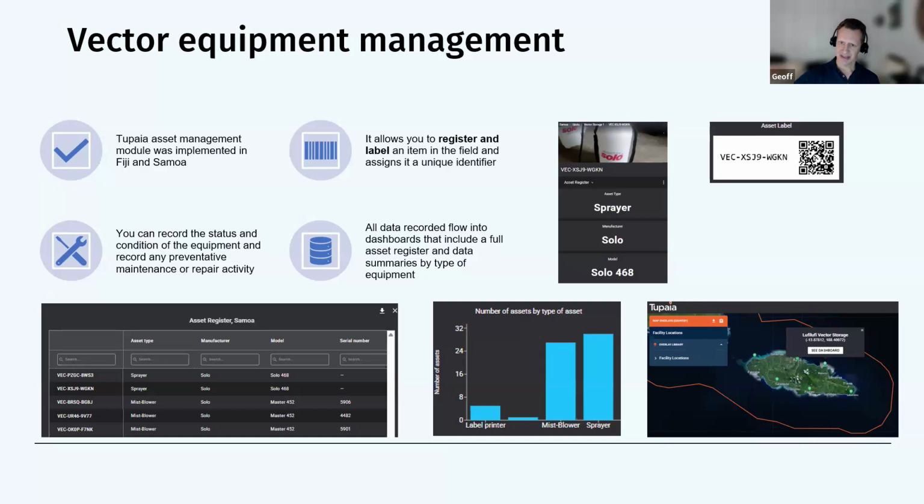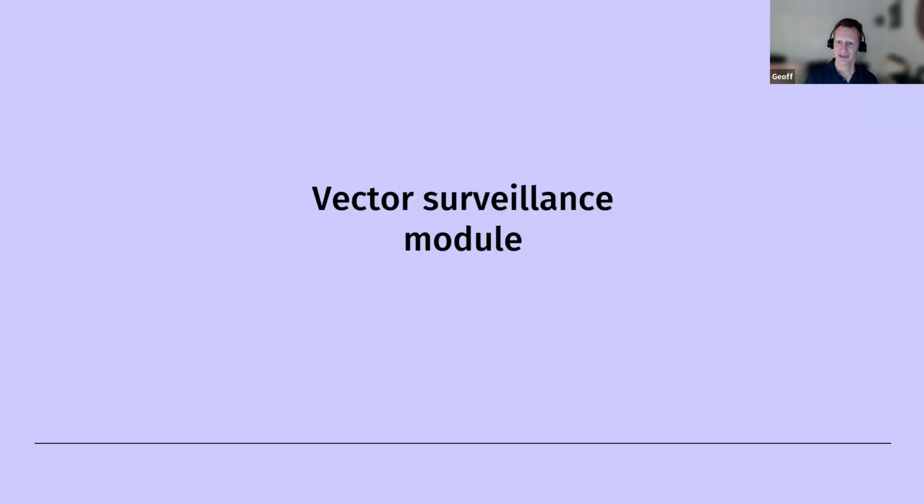You can stick the label on that asset, and then when you want to record more information about that asset, say a repair or preventative maintenance, you can just scan that QR code and that brings in that ID, and then you can record further information. And all that data flows through into dashboards, map overlays, including an asset register. So that's a bit of detail on the asset management module.